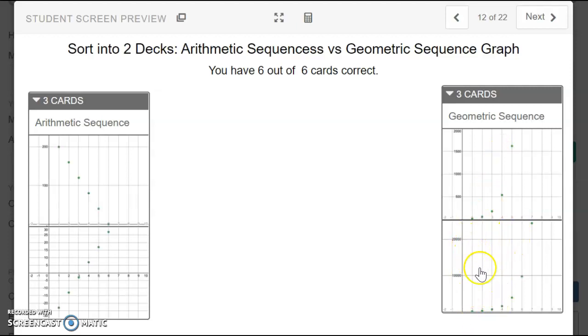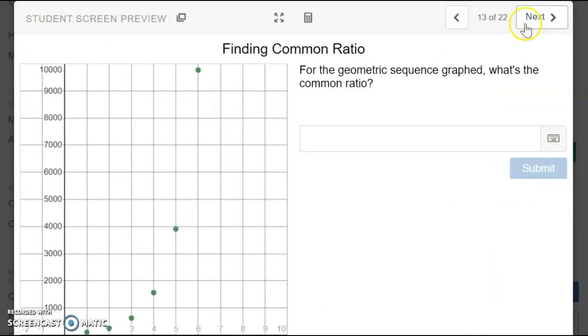Okay, it could actually be going down depending on whether the common ratio, the number that you're multiplying by, is less than 1. If it's less than 1, it's going to get smaller. Okay, so then let's move on.